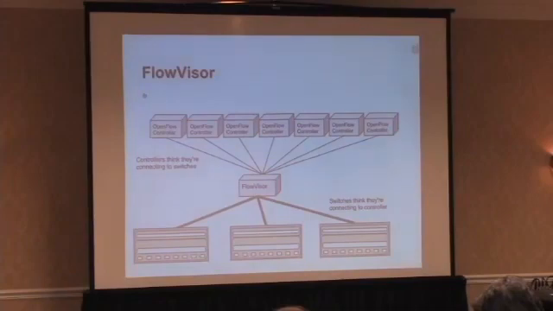FlowVisor is a piece of software that sits between the controller and the OpenFlow switch. It talks OpenFlow to the switches and it talks OpenFlow to the controllers, so you can think of it as an OpenFlow proxy. The switches connect to it thinking it's the controller, and it connects to the controllers and they think it's the switches. Then you set up administrative rules in FlowVisor that say, this controller can only see these aspects of the network and can only insert rules that will affect this kind of traffic.